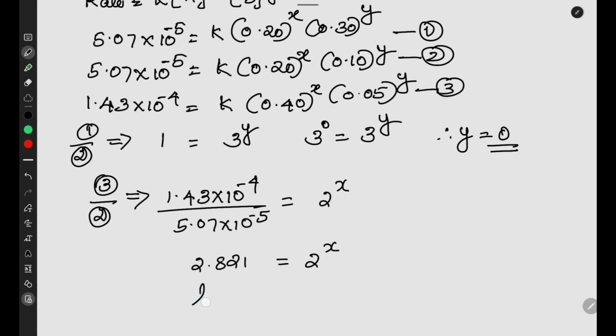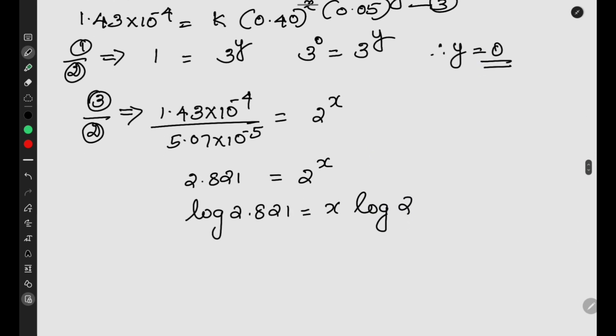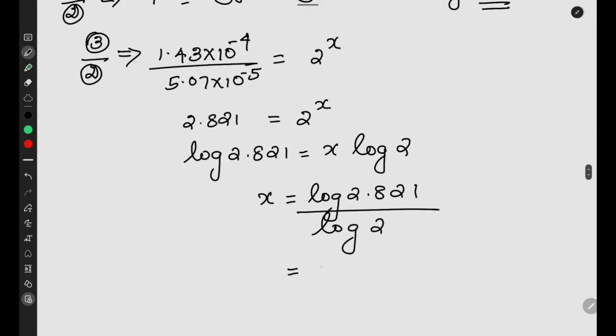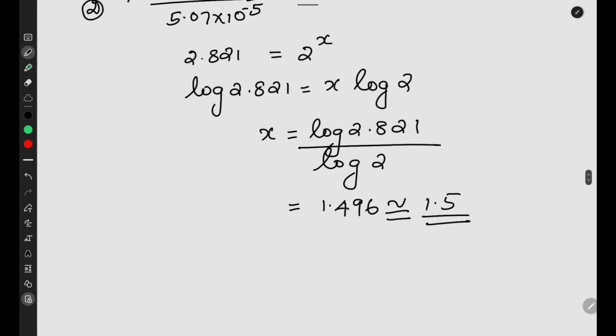Take logarithm on both sides. Log 2.821 equal to X log 2. Therefore X equal to log 2.821 divided by log 2. So we have to divide the logarithmic values, then we will get approximately 1.496, that we can take as 1.5. So order with respect to A is equal to 1.5 and order with respect to B is equal to 0.